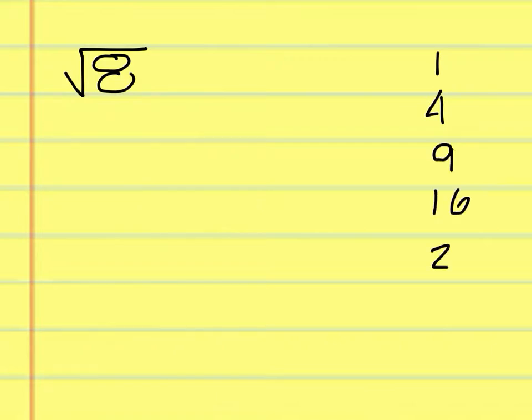We want to simplify the square root of 8. When you simplify a radical term, you must be able to divide out a perfect square from the number that's under the radical sign. Your perfect squares are 1, 4, 9, 16, 25, 36, and so on.